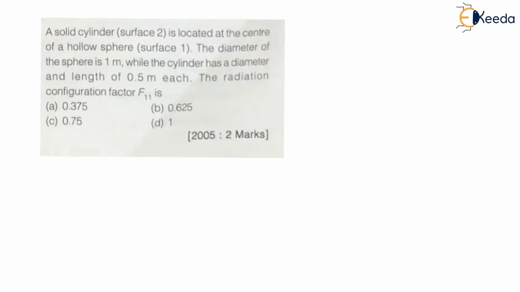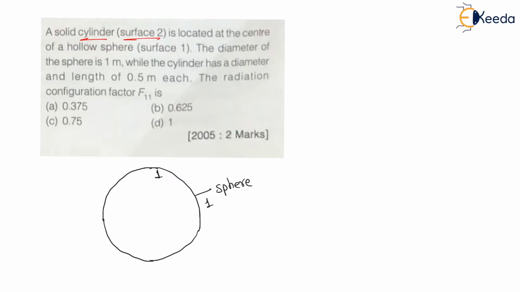Let us understand the question. A solid cylinder, surface 2. Cylinder is surface 2. The solid cylinder, surface 2, is located at the center of a hollow sphere, surface 1. Now, here they have provided one hollow sphere. Let us say you have a hollow sphere like this, and the sphere is surface 1. Therefore, the inside surface will be surface 1.